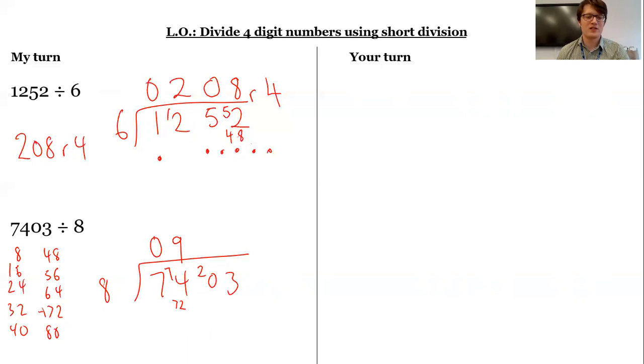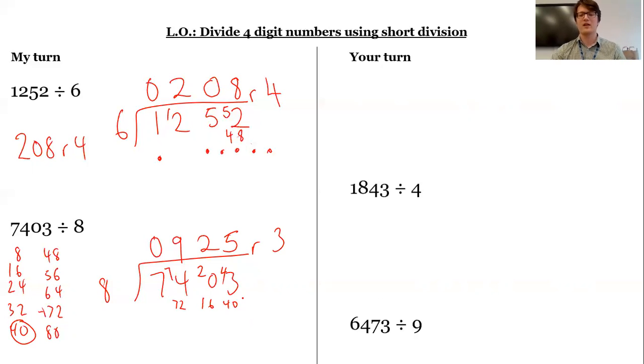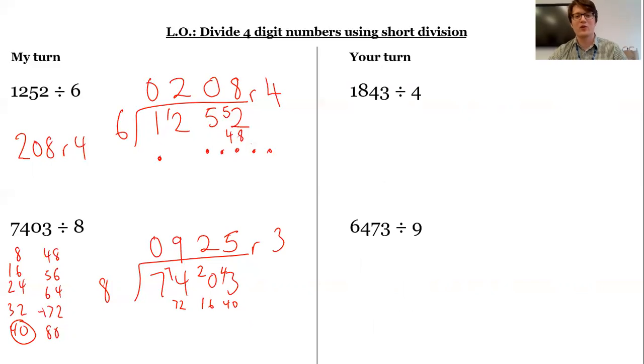How many times does 8 go into 20? Well, again, the closest I can get is 16. 2 lots of 8 is 16, leaving 4 left over. And 43, well, the closest I can get again is 40, because if I got to 48, I've gone too far. 8 times 5 is 40, which leaves me a remainder of 3. 43 subtract 40 is 3. Have a go at these two. Pause when you're finished and come back.